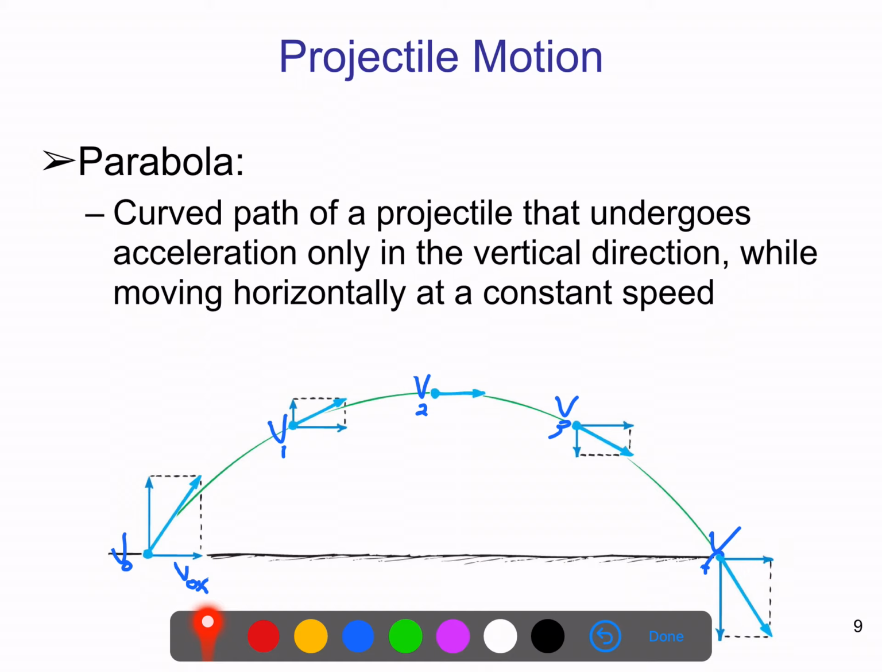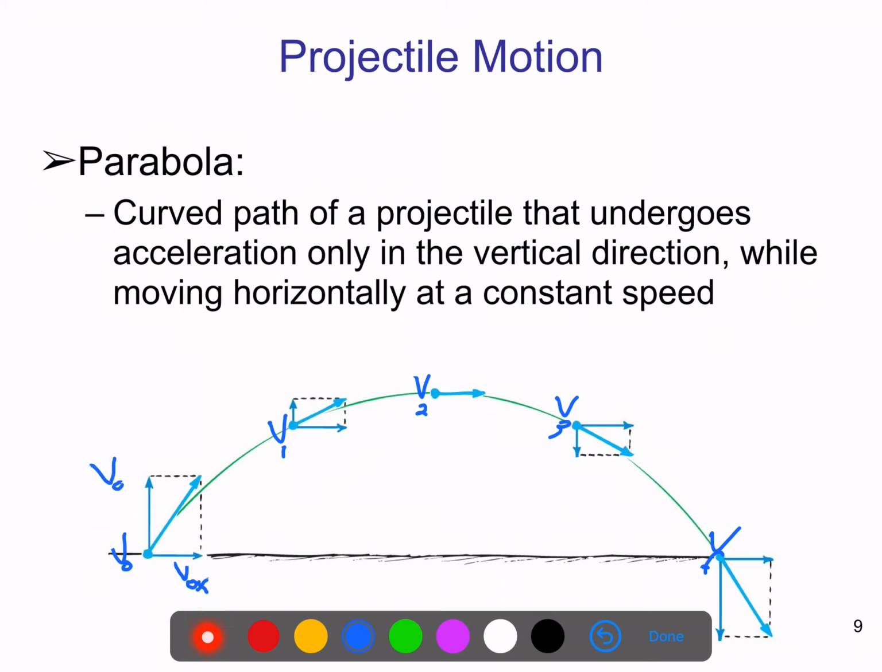In fact, if I look at the horizontal component at any of these times, I see that it is exactly the same. That's because gravity can only act downward. It cannot affect this horizontal velocity. So the component in the horizontal direction stays constant, just like the picture of the ball rolling across the horizontal surface, evenly spaced.